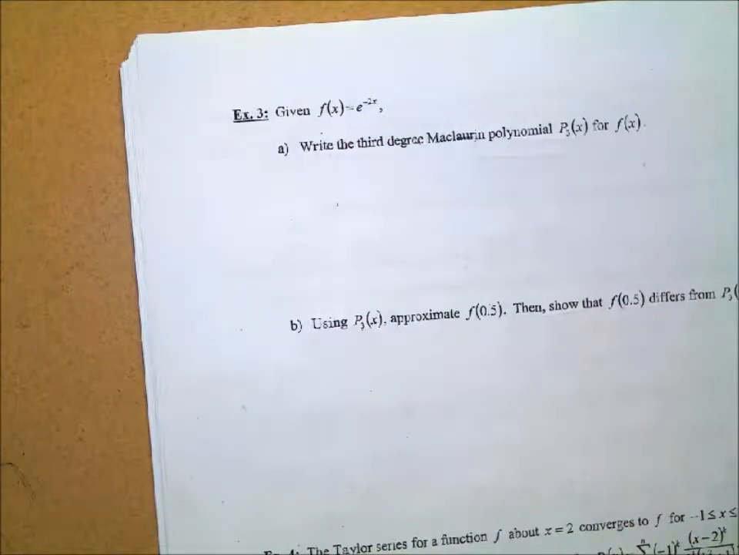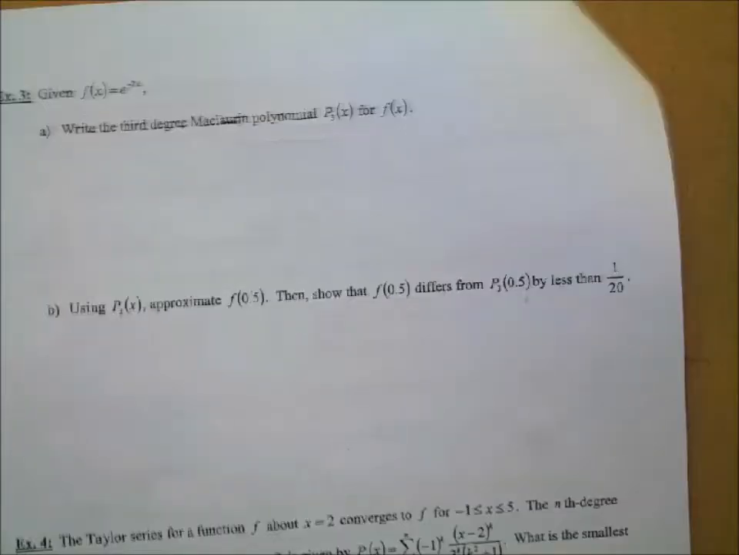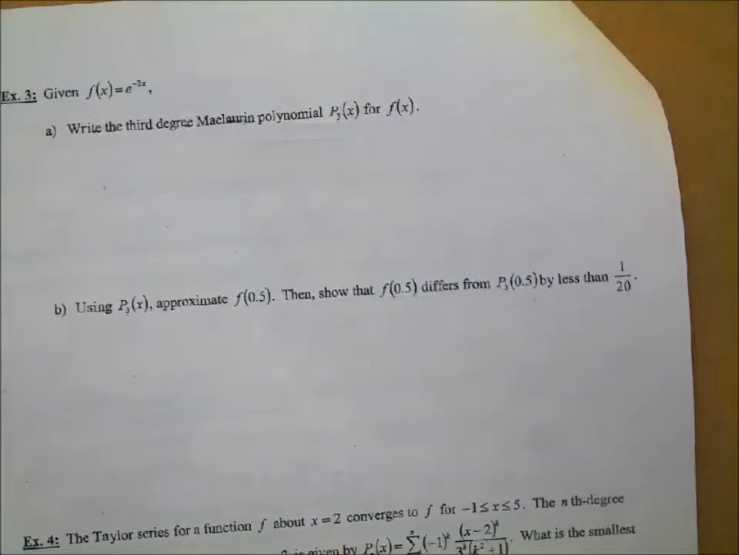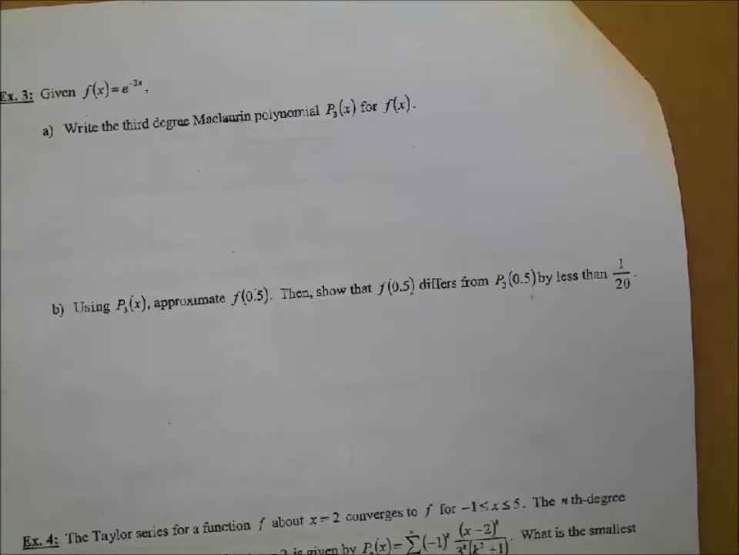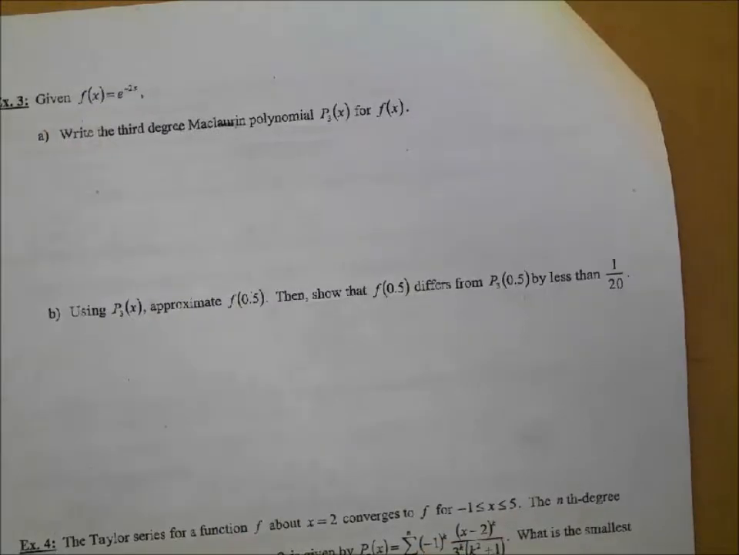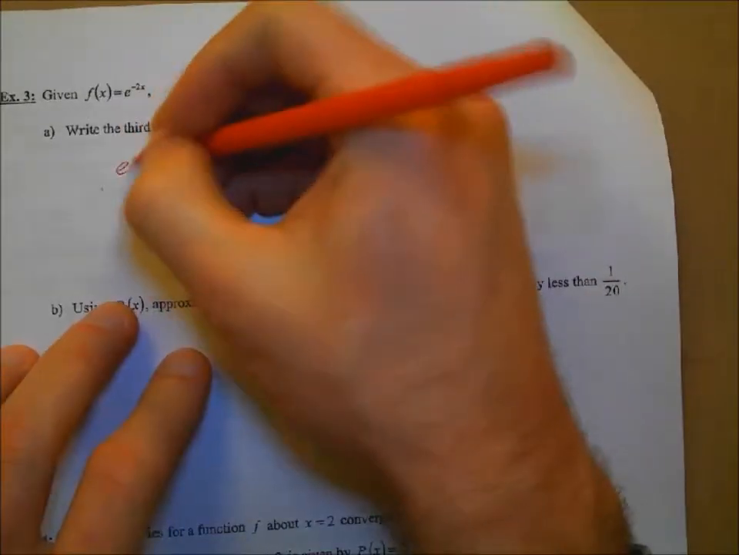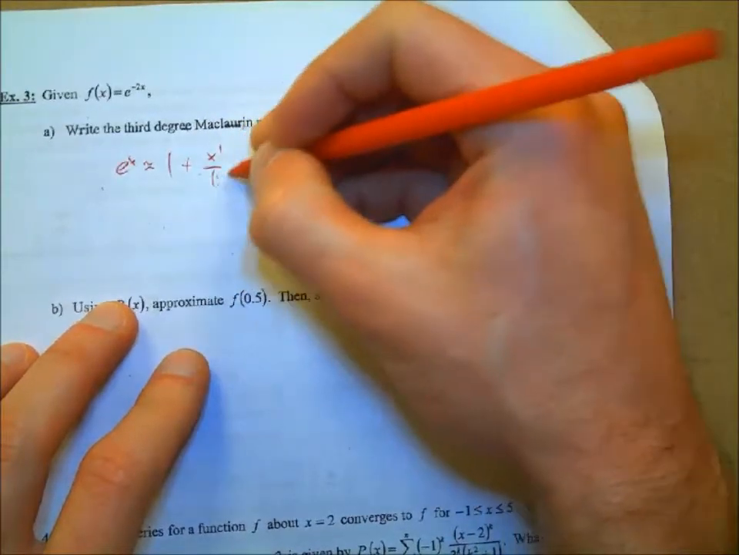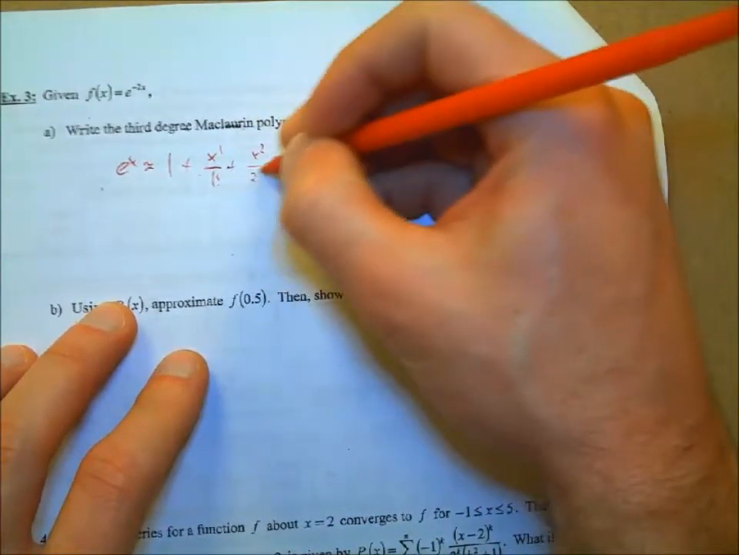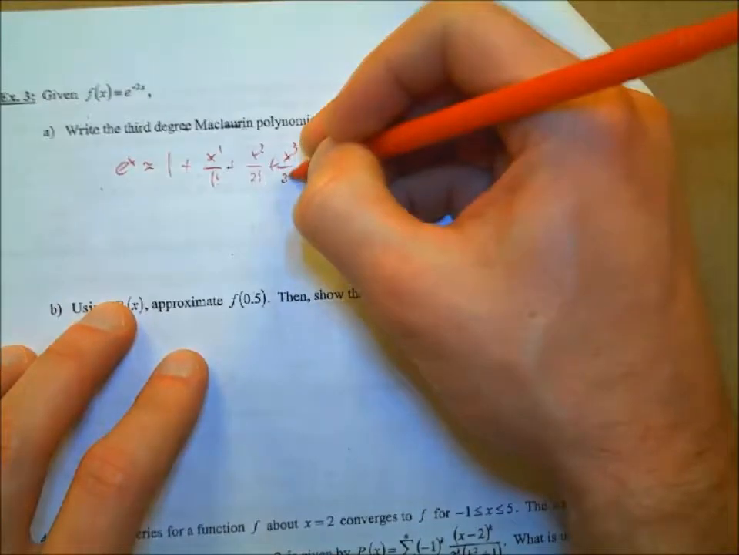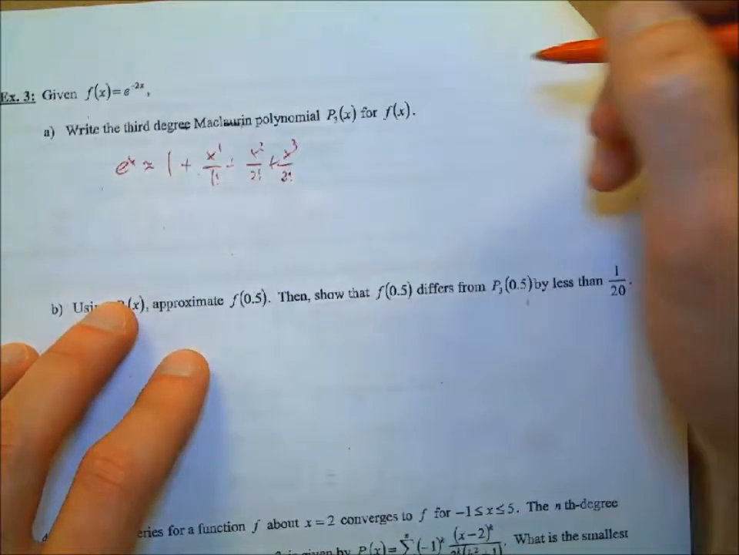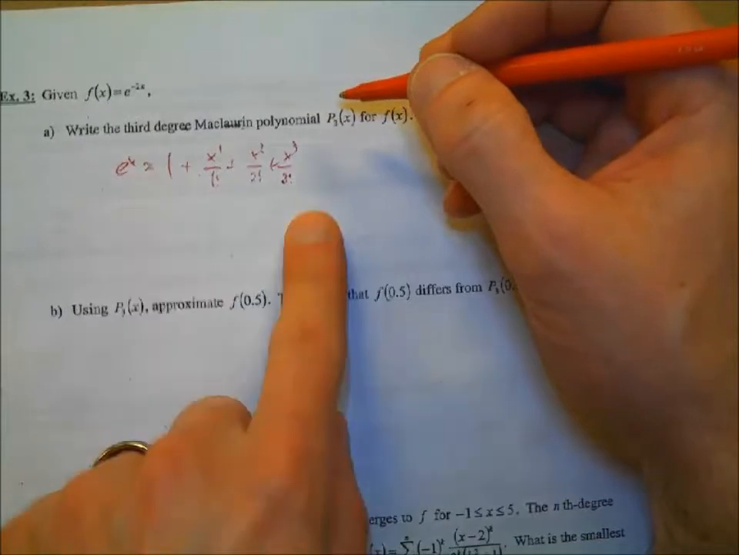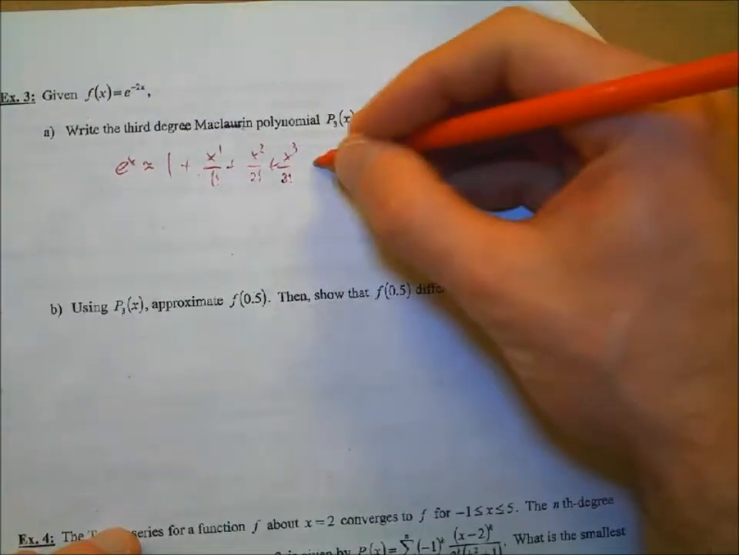Number 3, letter A. If f of x is equal to e to the negative 2x, maybe I'll help you with this one. e to the x, we know what that is. That's approximately 1 plus x over 1 factorial plus x squared over 2 factorial plus x cubed over 3 factorial, the third degree for e to the x.